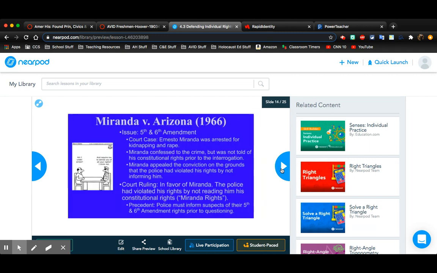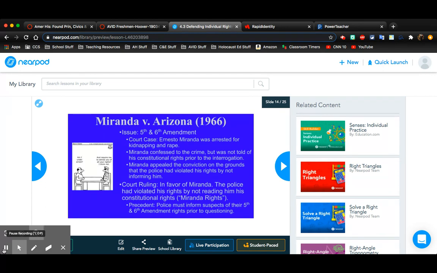All right, Miranda v. Arizona. If you have ever heard of the term Miranda rights, this is where it originated from. There was a man named Ernesto Miranda who was accused and arrested of kidnapping and rape. He confessed to the crime. However, he was not read his constitutional rights before being interrogated. So he appealed the conviction, saying that the police had violated his rights by not informing him that he had rights. And the Supreme Court said that is true.